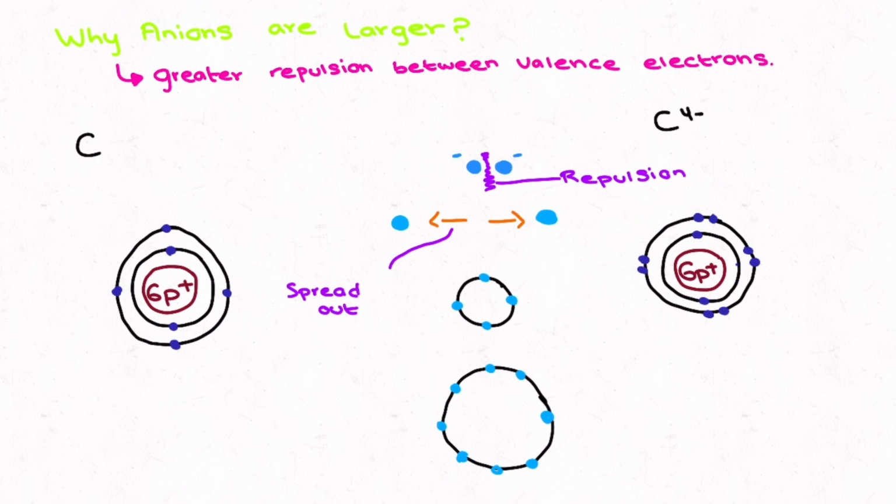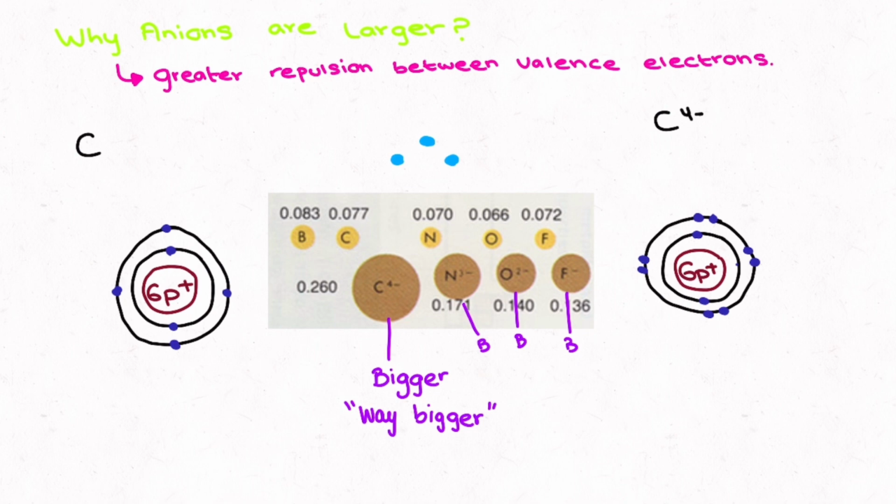So, as you see, the first circle is the normal carbon atom, and they're just sitting on their orbit. They're not repelling against each other, hence the normal size. In the second circle, all of them are really spread out because they don't want to stay together. Therefore, they stretch the orbital, making the whole atomic or ionic radii larger. That's why anions are larger than their parent atoms. That's the same thing with all the other ones like nitrogen, oxygen, fluorine. I just wrote a BB to make you understand that it's bigger.